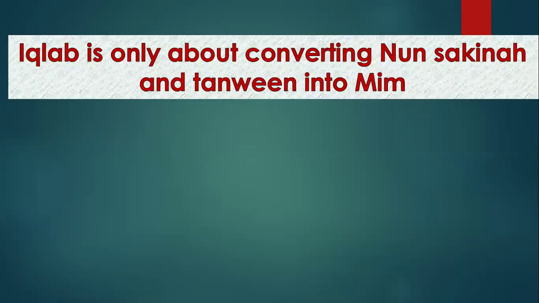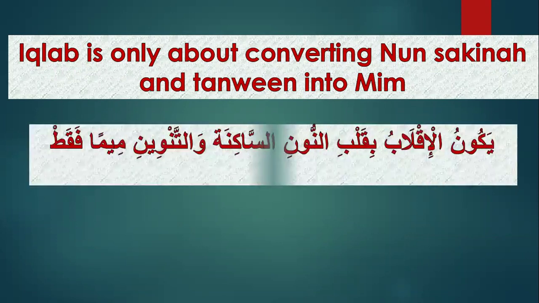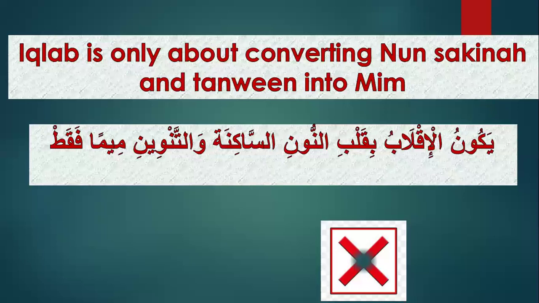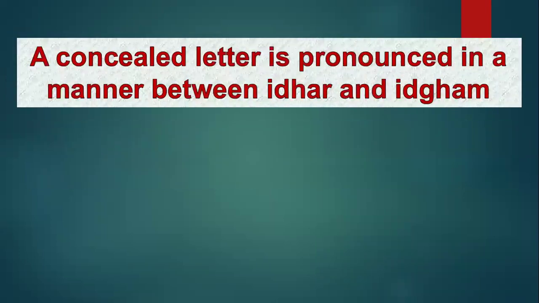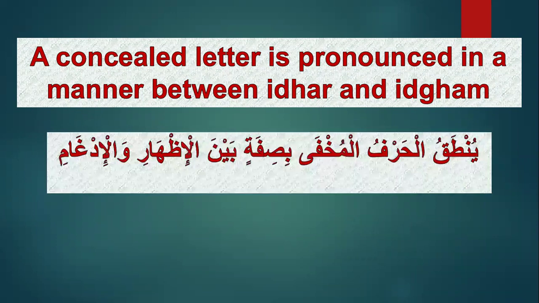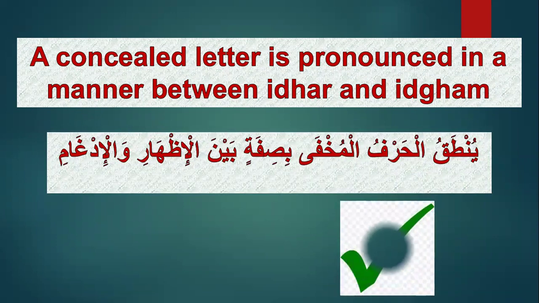Iqlab is only about converting noon sakina and tanween into meem. That's only... like ba'aka. Not only, we also do ghunna. Yes, that's wrong. A concealed letter is pronounced in a manner between izhar and idgham. Right or wrong? I think it's right.